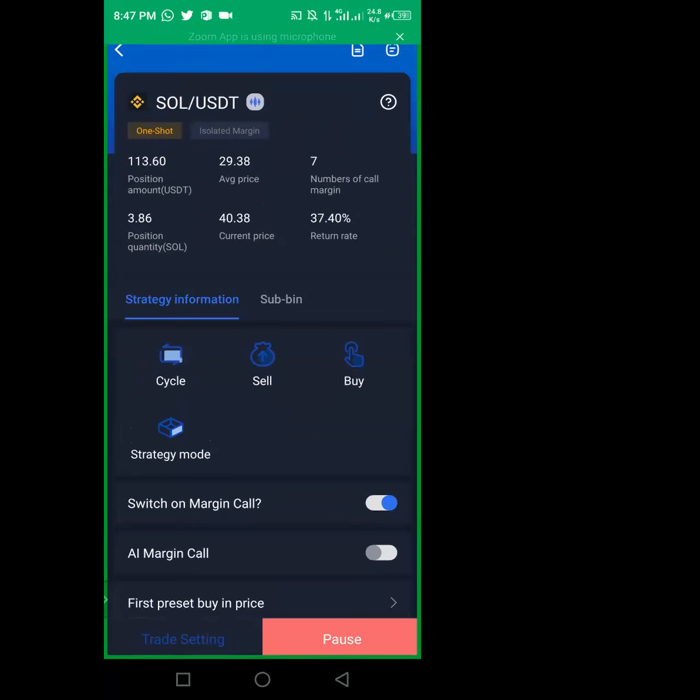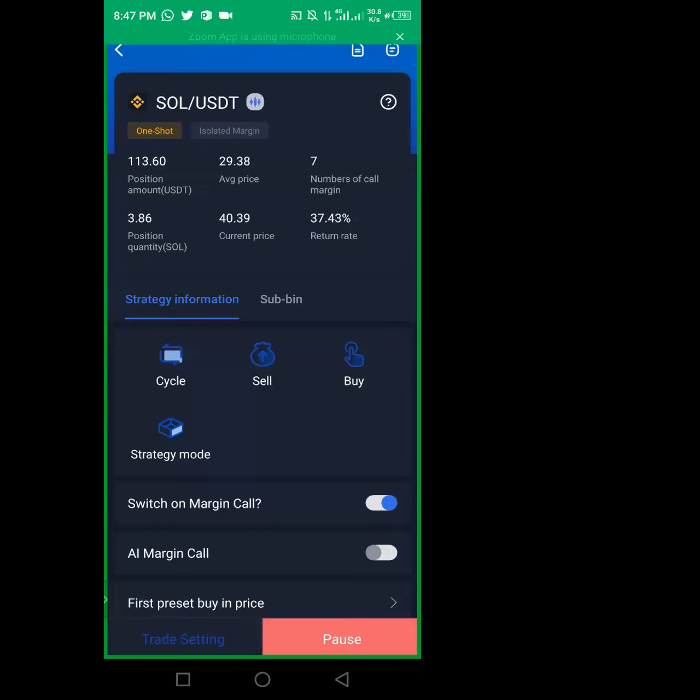It means the total amount of USDT that is inside this coin that the robot has used to buy this coin. If it has bought margin, you will see the number of margin calls here, 7. This 7 means the number of margin calls it has bought. The total amount of USDT, which includes the first buy amount plus the 7 margin calls, the USDT for everything there is, 113.6. That is the total USDT in the trade.